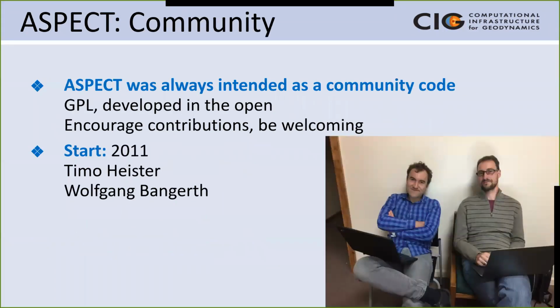Aspect is a community code, and I'm going to tell you a couple of things about how it came about. It was always intended as a community code from the beginning. It was licensed under the GNU Public License. It is developed in the open on GitHub, so you can see every day what has changed in the previous day. It is a code where we encourage contributions.